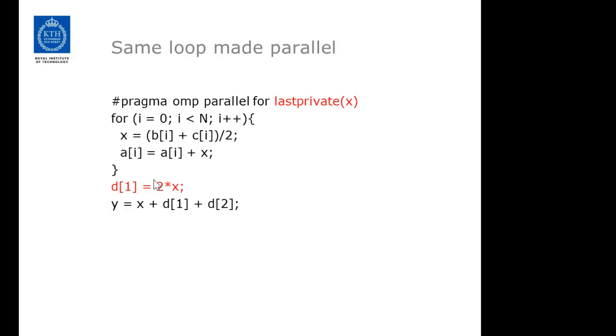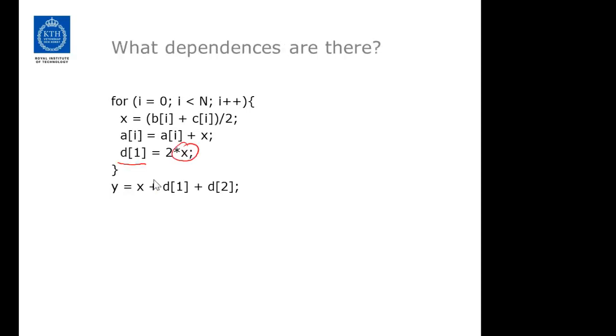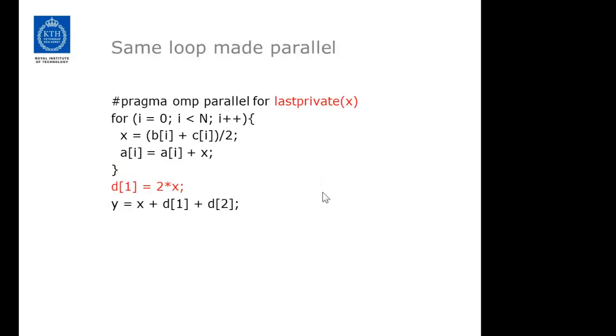It's easy to get rid of in this case. You would have liked to move this statement out, just writing D1 equals 2 times X. Now, this is not so easy to do in a parallel loop. You have to do a little trick here, and the trick is to declare X lastprivate. In OpenMP, lastprivate means that the value of X outside the for loop will be the value of X from the final iteration of the sequential loop, and this is exactly the behavior we'd like to get.